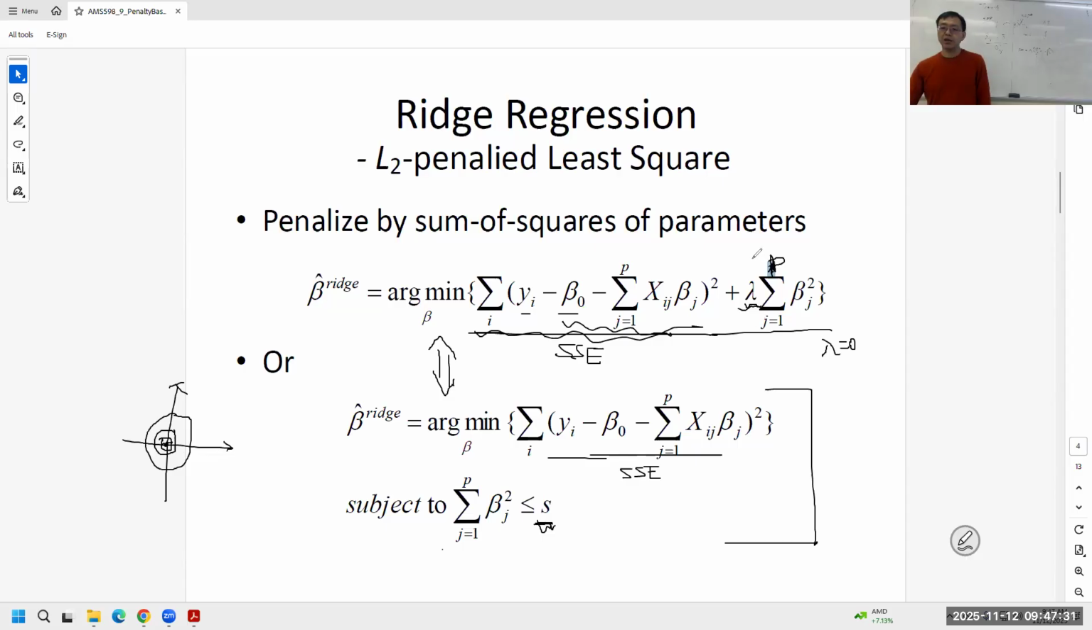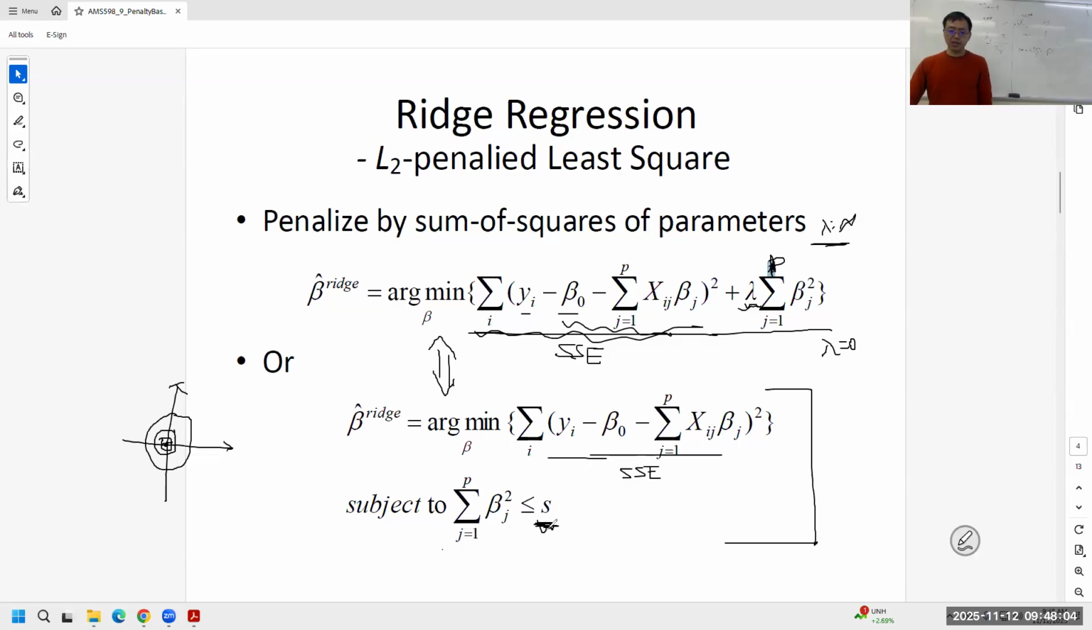In the case of lambda equal to infinity, the ridge solution has only one point, where every beta has to be 0. As long as beta is not 0, the whole thing is going to be infinity. So when lambda equals infinity, it is equivalent to the constraint s being 0 below. So these are the same.